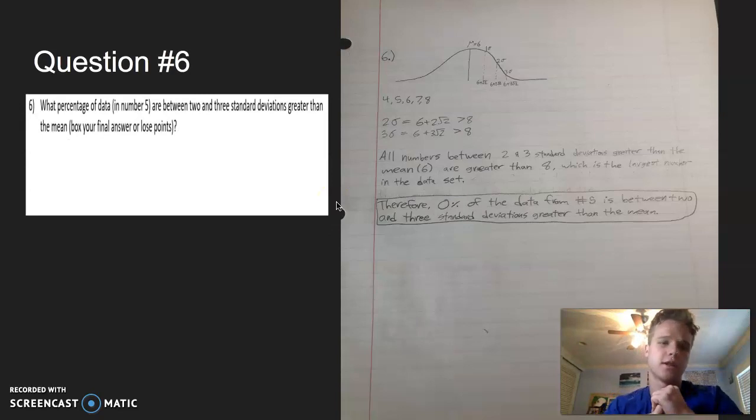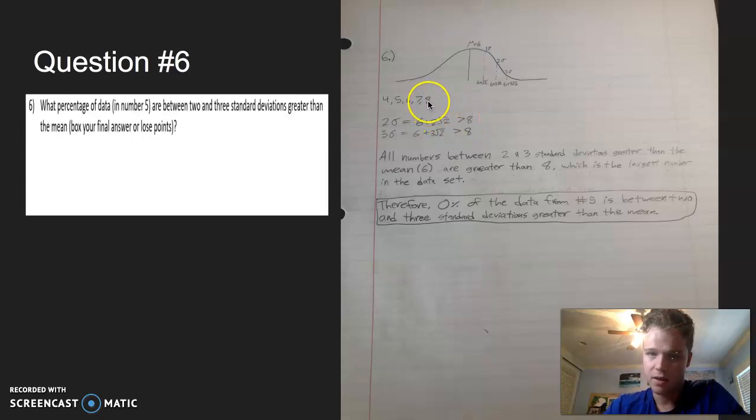So that's the normal probability density function. And then question 6: what percentage of data from number 5 are between 2 and 3 standard deviations greater than the mean? So first I drew the standard bell curve, and the mean is 6 at the top, and then as one standard deviation, 2 standard deviations, 3 go out, the percentage gets lower. So it's 6 plus √2 here for 1, because the √2 is the standard deviation we found from the previous problem. And then 2 standard deviations is 6 plus 2√2, and 3 is 6 plus 3√2. And then I found out that 2 standard deviations, 6 plus 2√2, is greater than 8.